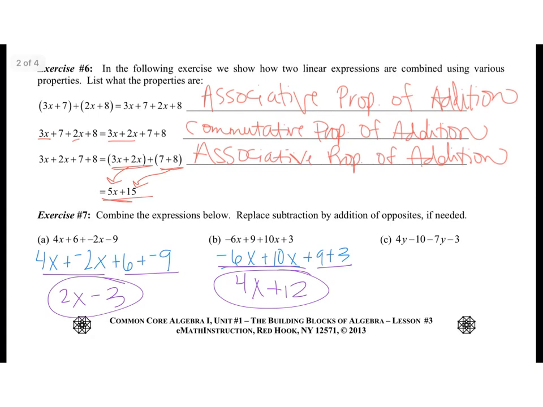And our last one, 4y plus negative 7y plus negative 10 plus negative 3. The reason why we do plus negative is because sometimes it's hard to see that negative 10 minus 3 is actually two negative numbers. So when you make them plus negatives, you know to combine them to make a larger negative. Negative 10 and negative 3 combine to make negative 13. And then 4y plus negative 7y is negative 3y.